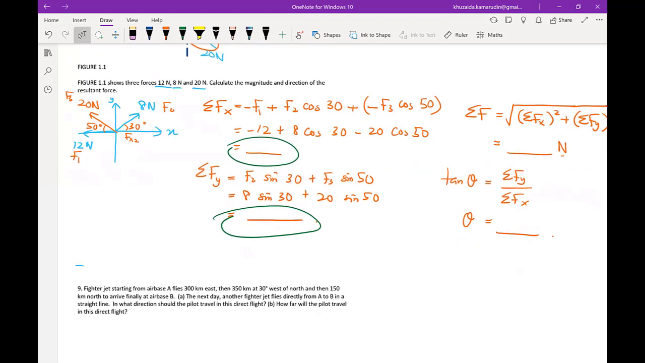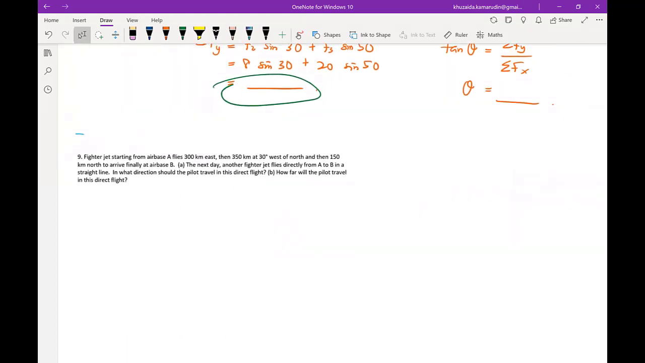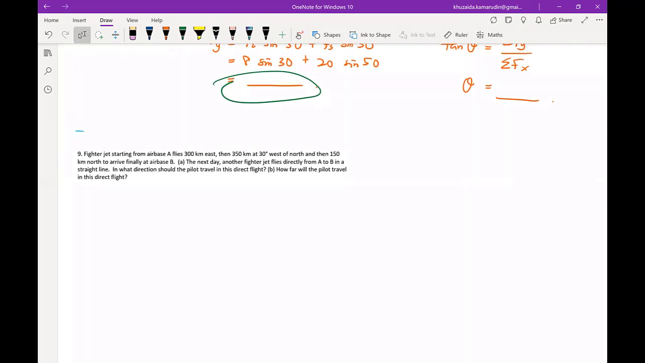Okay, seterusnya kita akan sambung question number 9. Alright. So this one masalahnya hanyalah pada ayat untuk memahami the direction of the vector, okay, ke mana dia pergi. So because the question uses the words east, west, north, so macam biasa kita buat dulu, okay, supaya you tak terkeliru lah. Okay, we have north, south, and then we have east, west.